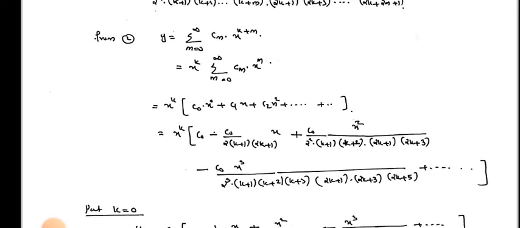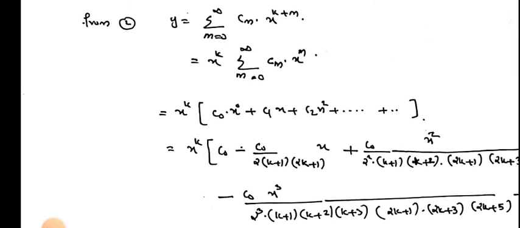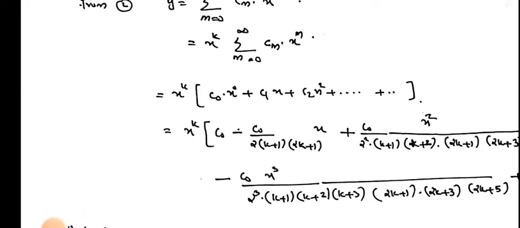From equation 2, we already know that the power series solution y is equal to sigma m from 0 to infinity Cm into x raised to k plus m. That implies x raised to k is common, so x raised to k of sigma m from 0 to infinity Cm into x raised to m. That's equal to x raised to k into C naught plus C1 x plus C2 x square plus etc. Substituting the value of C1, C2, etc.